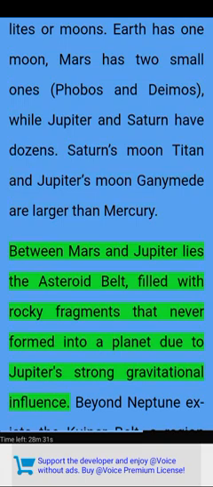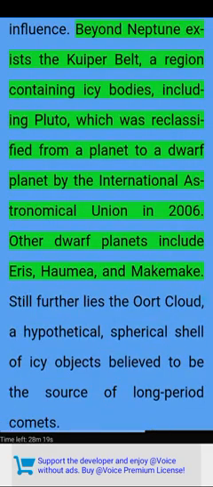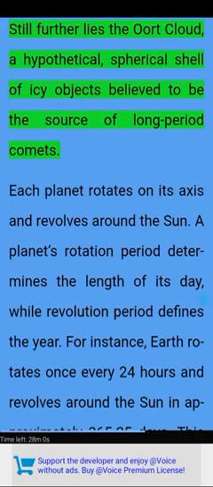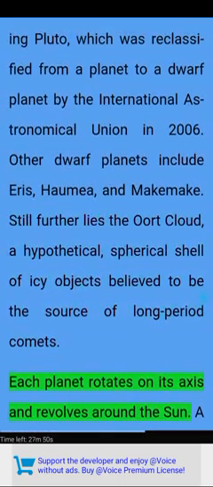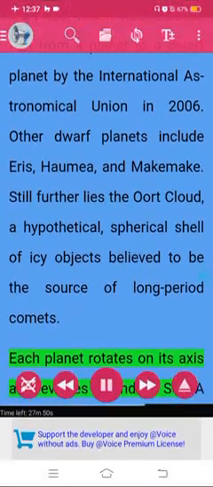Between Mars and Jupiter lies the asteroid belt, filled with rocky fragments that never formed into a planet due to Jupiter's strong gravitational influence. Beyond Neptune exists the Kuiper belt, a region containing icy bodies, including Pluto, which was reclassified from a planet to a dwarf planet by the International Astronomical Union in 2006. Other dwarf planets include Eris, Haumea, and Makemake. Still further lies the Oort cloud, a hypothetical, spherical shell of icy objects believed to be the source of long-period comets. Each planet rotates on its axis and revolves around the sun.